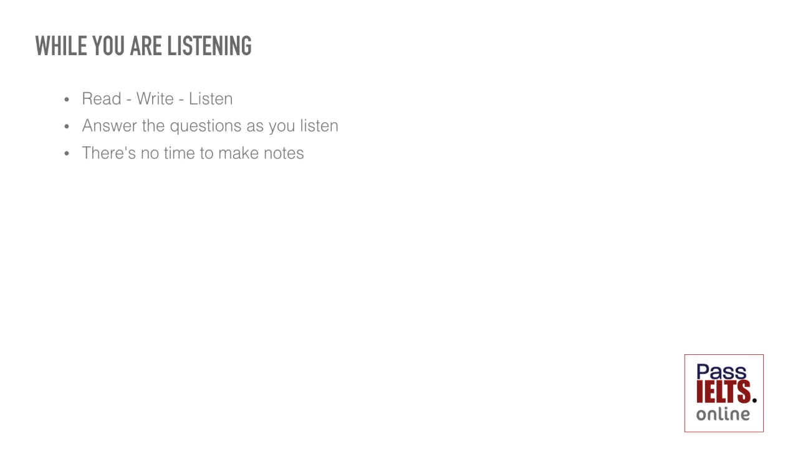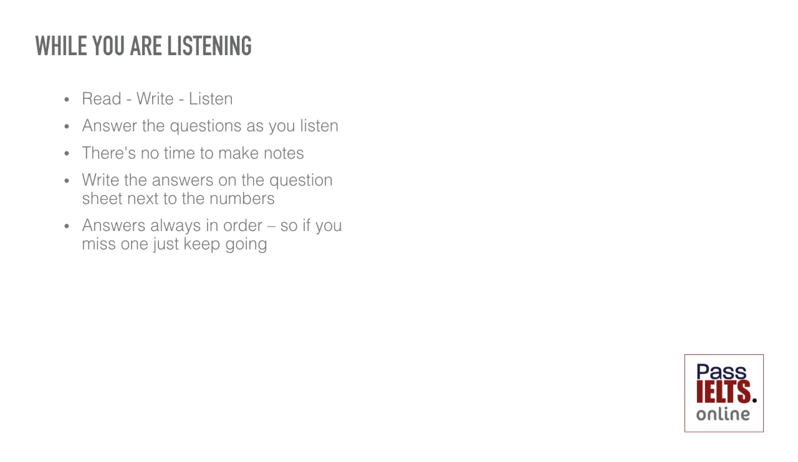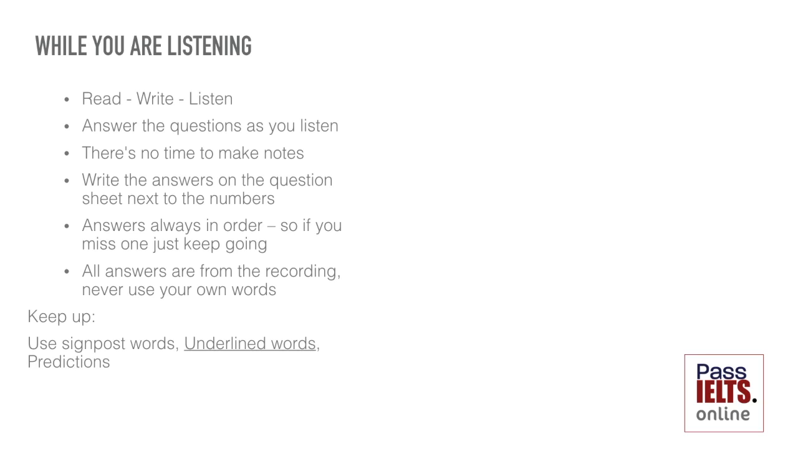Now we'll have a quick look at what to do while you're listening. You need to read, write and listen at the same time during the recording, which means you need to answer the questions as you listen. There's no time to make notes, so you should write all the answers on the question sheet next to the numbers to make it easier to transfer later. Your answers are always in order, so if you miss one, you just keep going. All answers are from the recording. Never use your own words. You must keep up. You can use signpost words such as firstly, however and additionally, and the underlined words and predictions from your preparation.